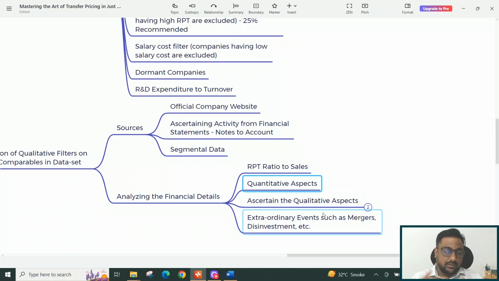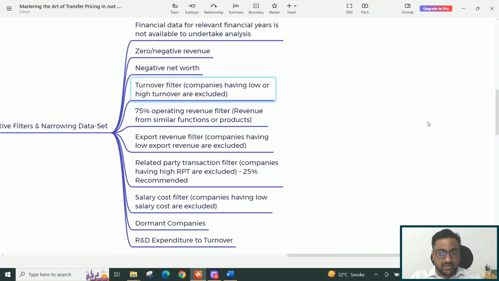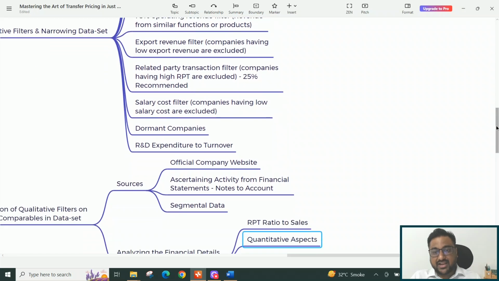Then apart from RPT, as I said, the quantitative aspects are also to be judged. Whether it is about turnover or whatever we discussed, the quantitative aspects you took in the first process are also required to be judged once you have the actual financials of the company.